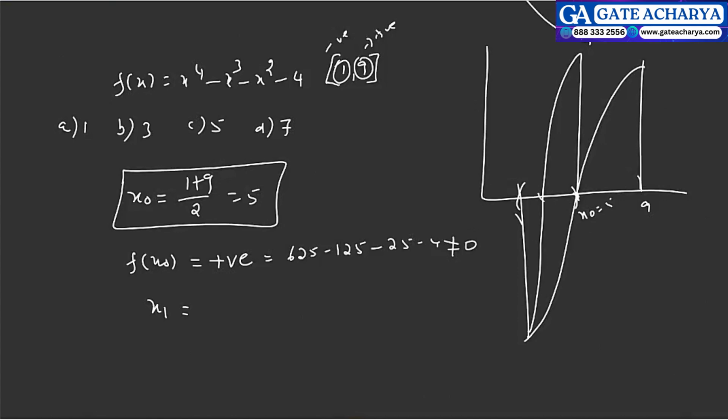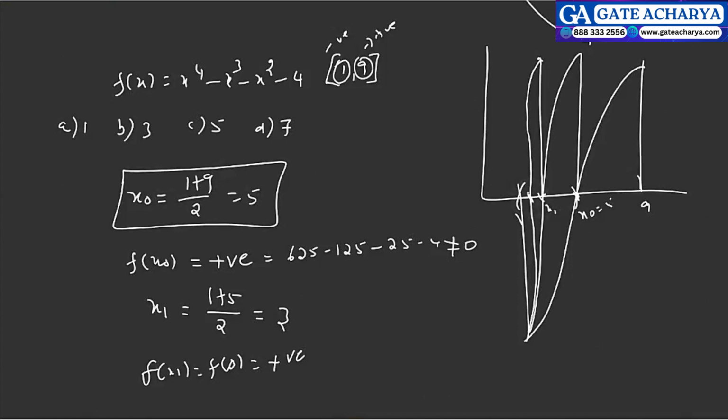So what is x1? It is 1 plus 5 divided by 2, which is equal to 3. It is our x1. What about f of x1? Still positive. What about the value of f of 3? 3 power 4 is 81, minus 3 cube, 27, minus 9, minus 4. Still positive. So x1 is positive. Which one is nearest negative? 1. Therefore, the root lies between these two.